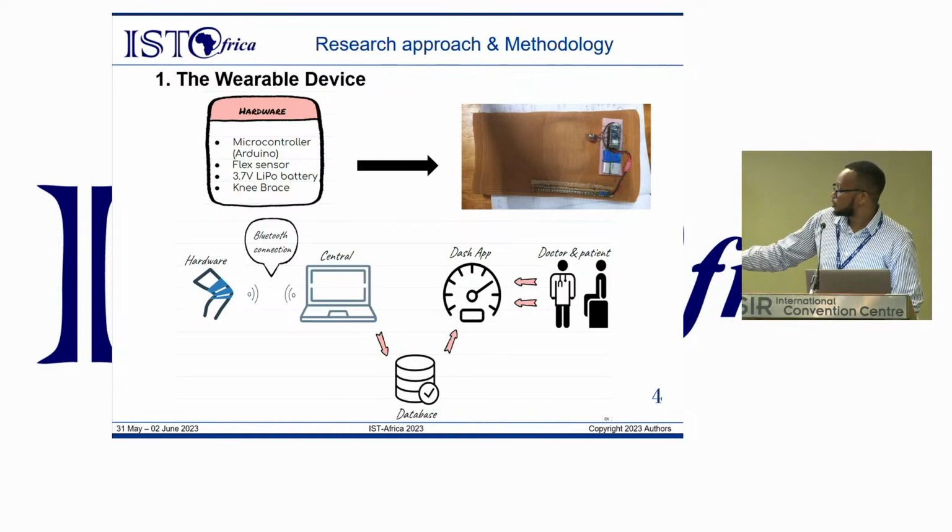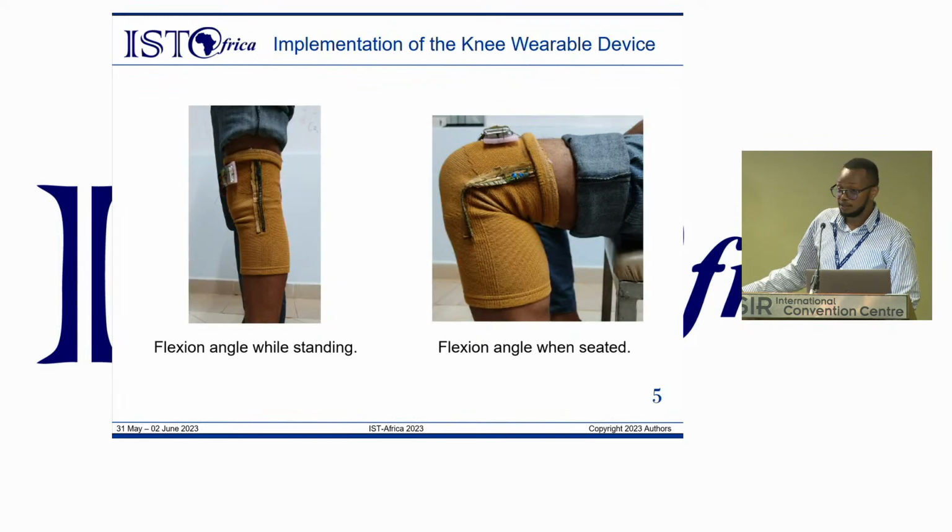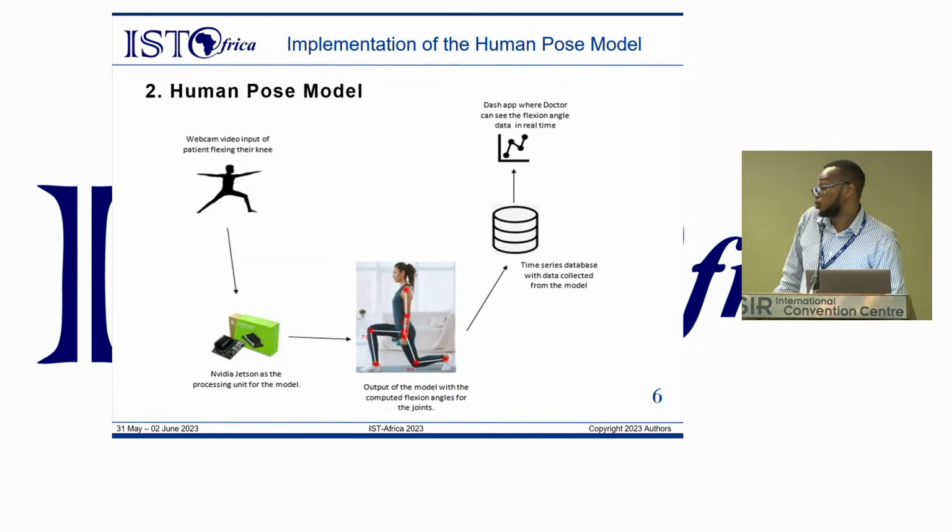So we have a patient wearing the wearable device, and it's able to send the value of the measured angle via Bluetooth, and it's stored online in a time series database. So you can see here, this is a subject wearing the wearable device. When standing, it measures 0 flexion, since you haven't flexed your knee. When you're seated, it gives you a flexion angle, and this flexion angle is recorded somewhere for comparison with what we are going to implement next, which is the human pose model.